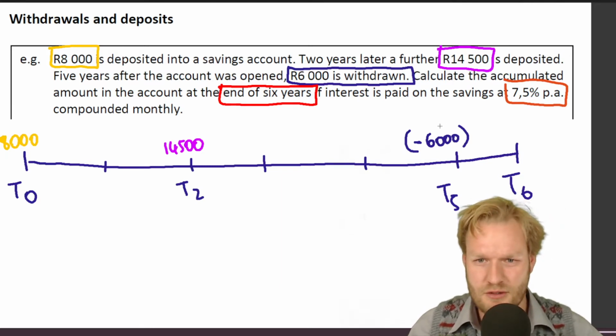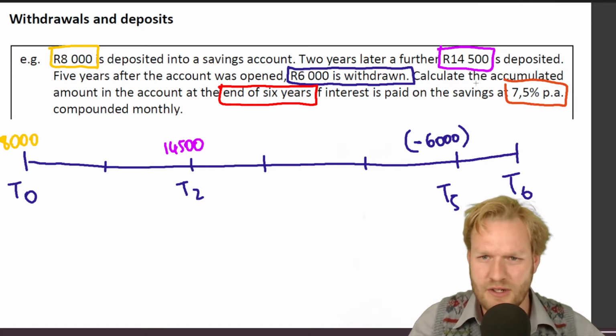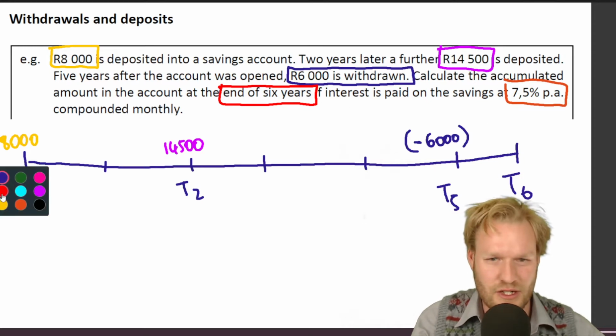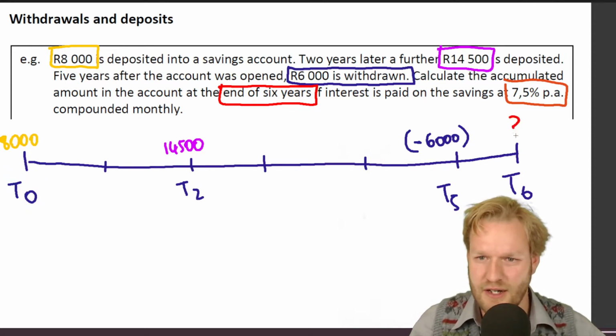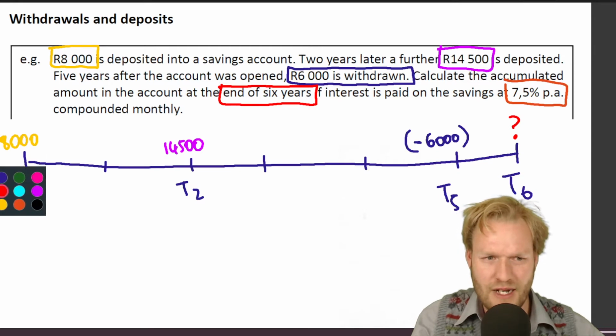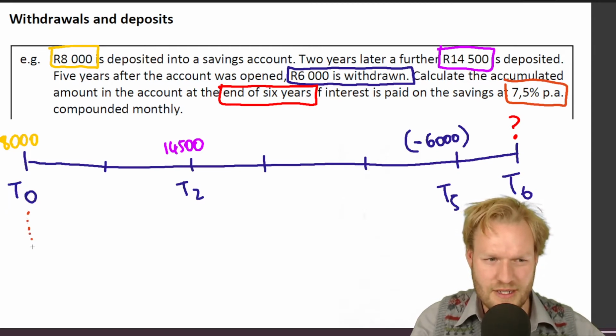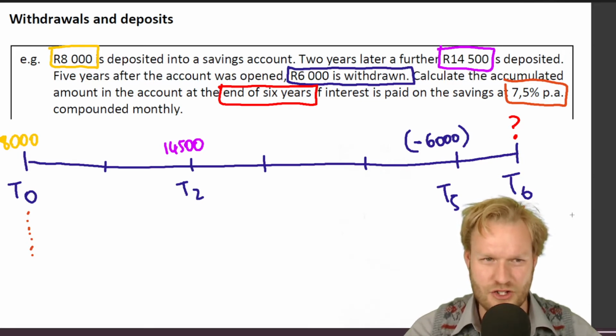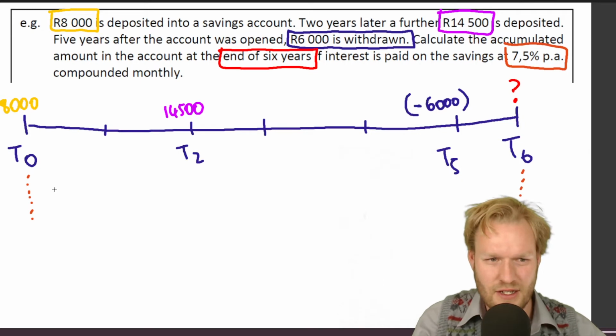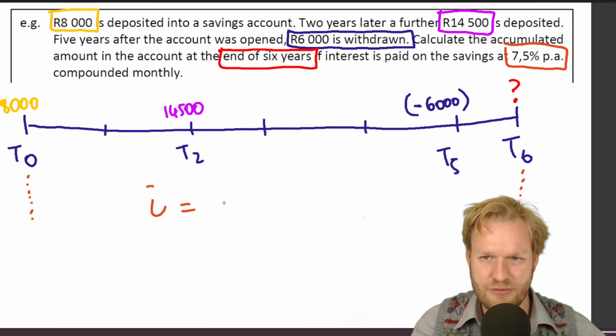So we're taking 6,000 Rand out. Okay, so we've represented that over here. And then at the end of T6, our question is, how much money do we have? Our interest rate for the whole time stays the same, but let's just get used to doing this because often our interest rates are going to change. So let's say that our interest rate is 7.5%.